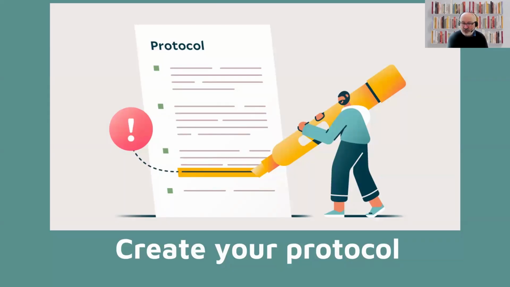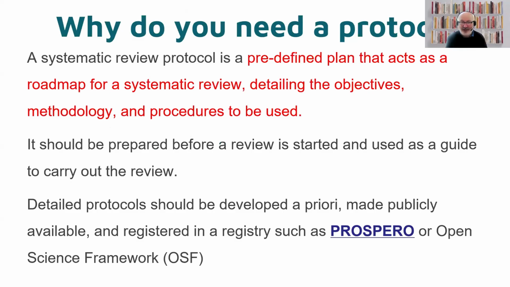As I said at the very start, one of the things you will have to do is come up with a plan. You'll have to make that plan publicly available, and that's your protocol. Your protocol is a predefined plan that acts as a roadmap for your review, detailing the objectives, methodology, and procedures to be used. It should be prepared before the review is started and used as a guide to carry out the review. So if you're saying this is how you're going to do something in your review, and you put that into your protocol and make it publicly available, then you've got to follow that.